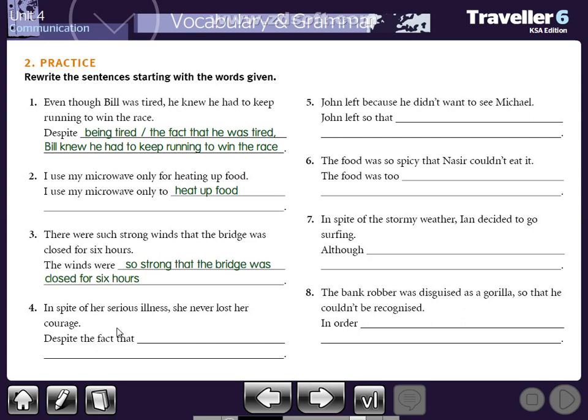In spite of her serious illness, she never lost her courage. Despite the fact that she was seriously ill. After the fact that we use subject plus a full sentence, subject and verb. In spite of or despite the fact that she was seriously ill, she never lost her courage. John left because he didn't want to see Michelle. John left so that he wouldn't see Michelle.